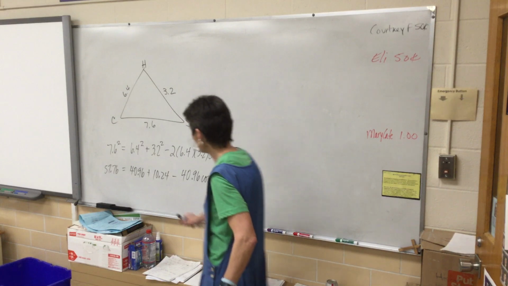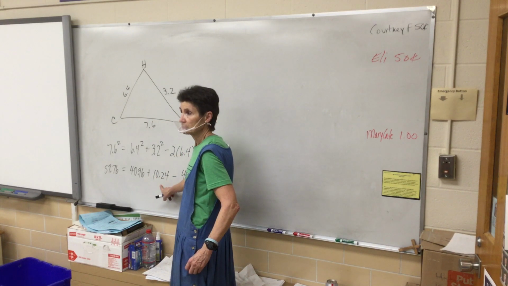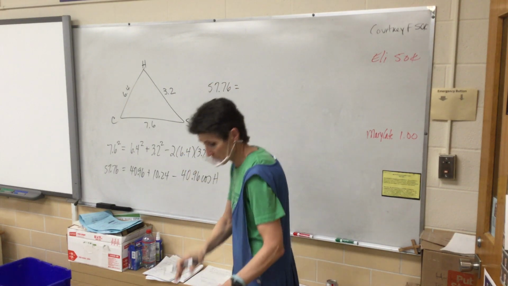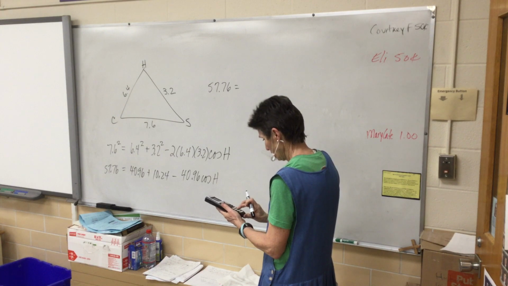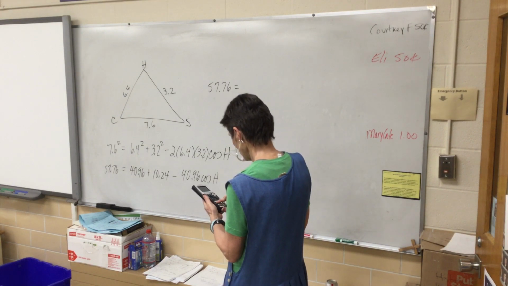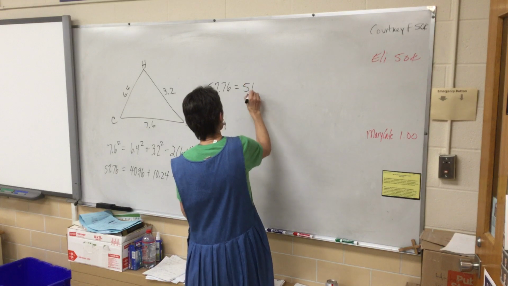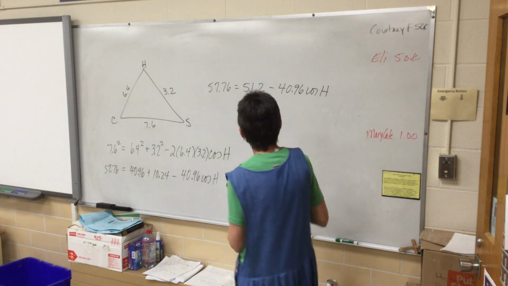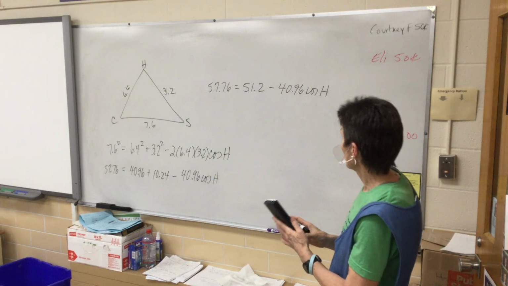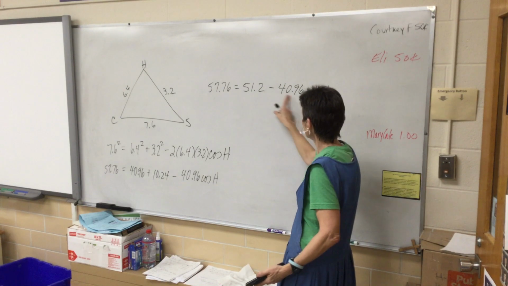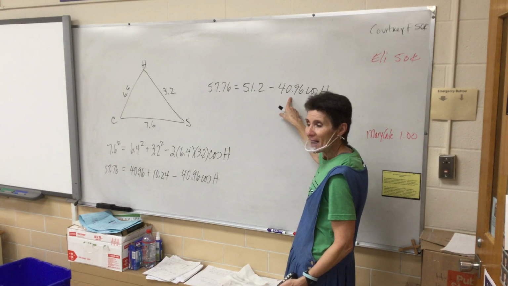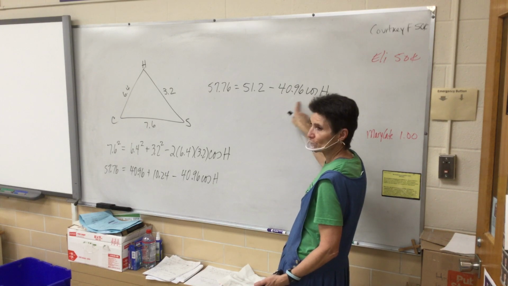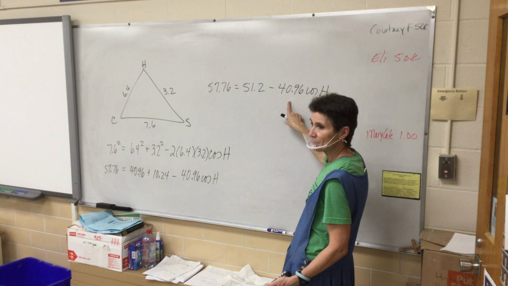Now, can these two be added together? Yeah, so let's do that next. So we have 57.76, and that's going to equal 40.96 plus 10.24, which is 51.2, minus 40.96 cosine H. Now, can these two be subtracted? No. And that right there is the biggest mistake kids make with this. That does not subtract because this one's hooked to a cosine.